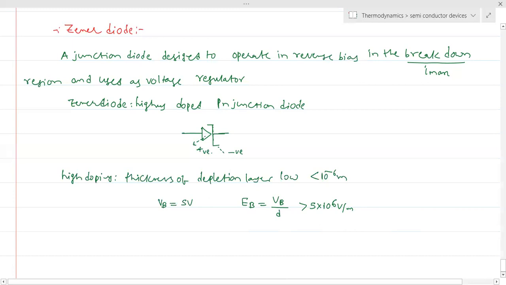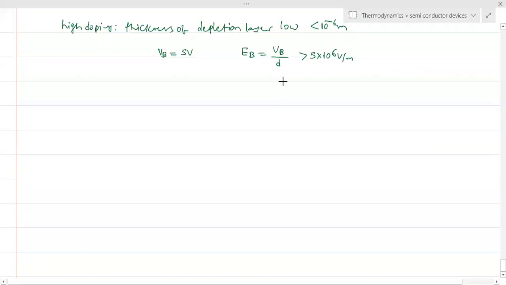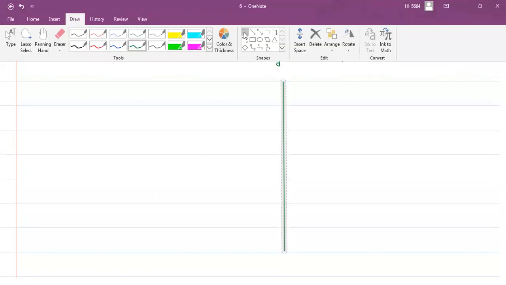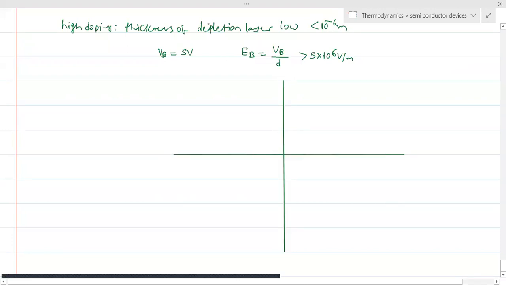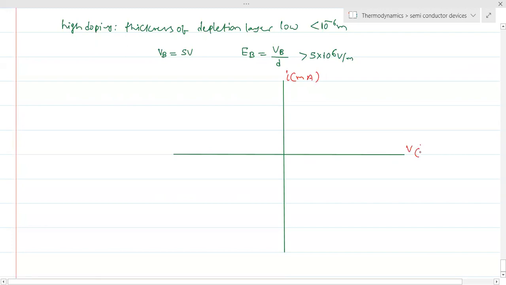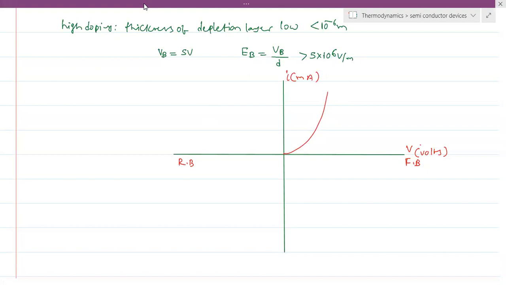Now we are going to understand its functioning. To understand its functioning, we are taking the VI characteristics. Here I'm taking the current I in milliamperes and the voltage V in volts. This is forward bias, that is positive potential, and this is reverse bias. We can see that the IV characteristics are very similar to a PN junction diode in forward bias.